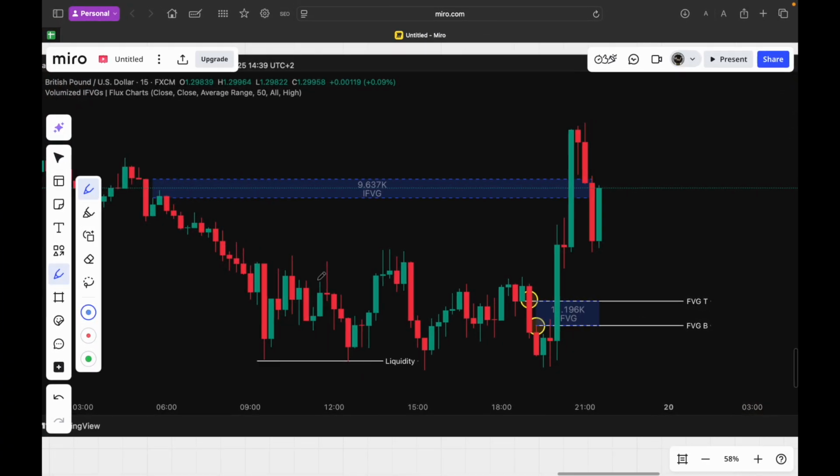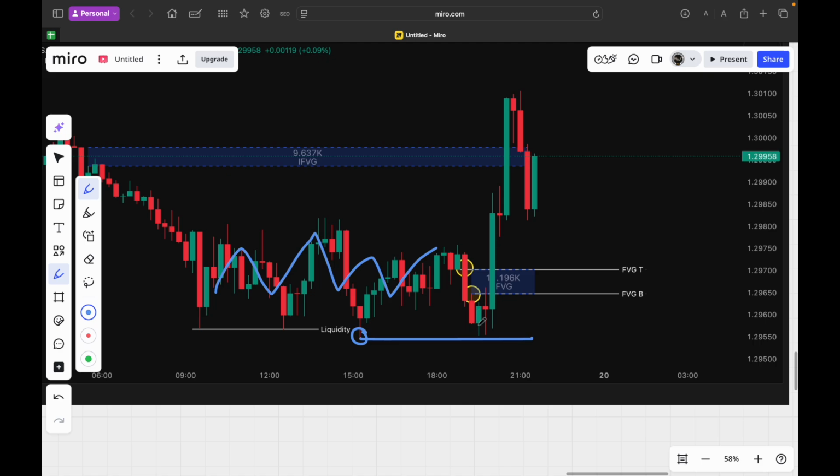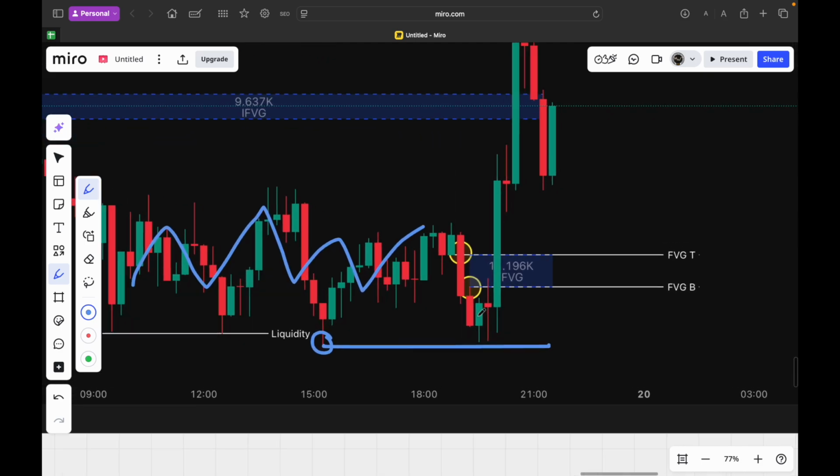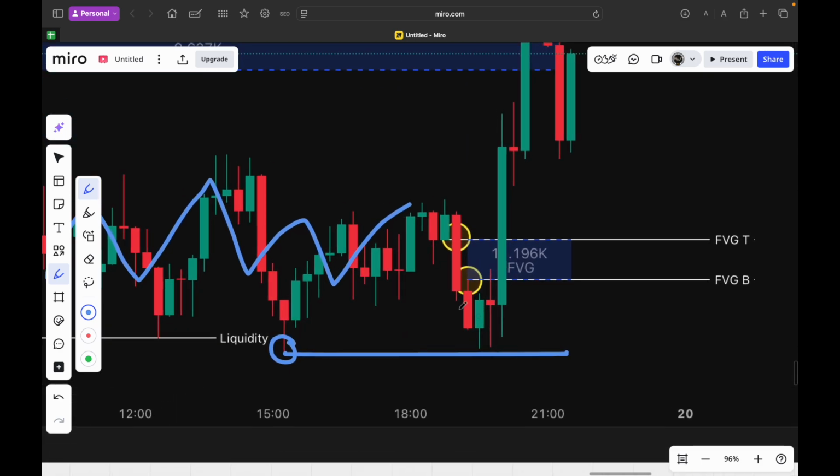Here is another example of price ranging right over here. As you can see, we created liquidity. We took this liquidity out with this candle right over here. And when we draw out this low right over here, you can see price never took out this low. So price didn't show any signs of continuing downwards.